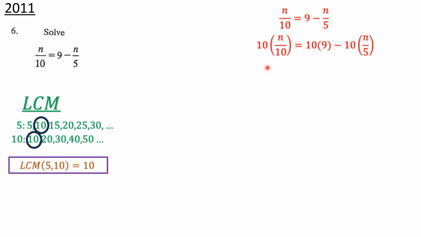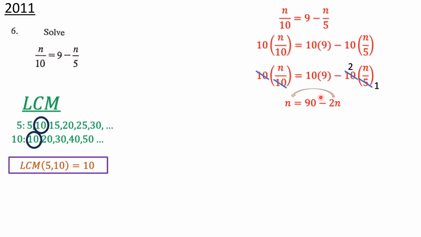Yeah. And so what we're going to do is divide. How many times does 10 go into itself? Once, so we basically just cancel these two. 10 times 9 is 90, and then how many times does 5 go into itself? One time, and it goes into 10 twice. So we are left with n is equal to 10 times 9, which is 90, and then 2 times n, which is 2n.